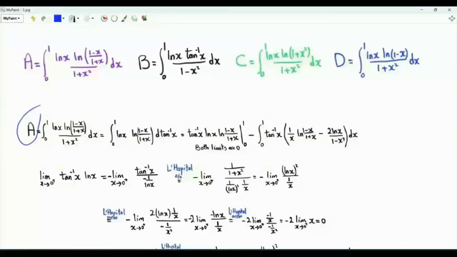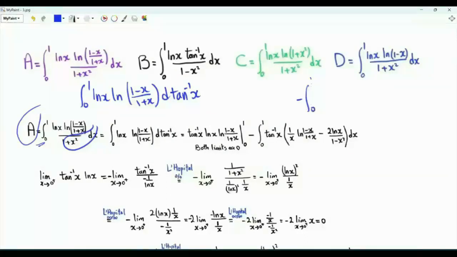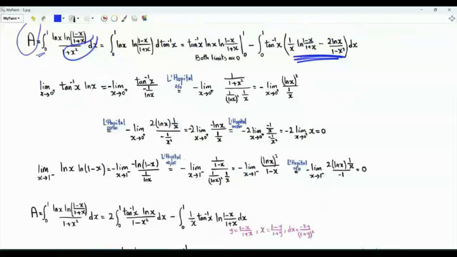Let's start with a again. We will also do integration by parts, but this time we will write a as integral from 0 to 1. Then we have the logarithms. Then d tan inverse x. The integral that we get from here is minus integral from 0 to 1 tan inverse x. Then we need to differentiate this product. Then we have the limits. Both limits are also equal to 0 in this case here, and both can be obtained using L'Hopital's rule.